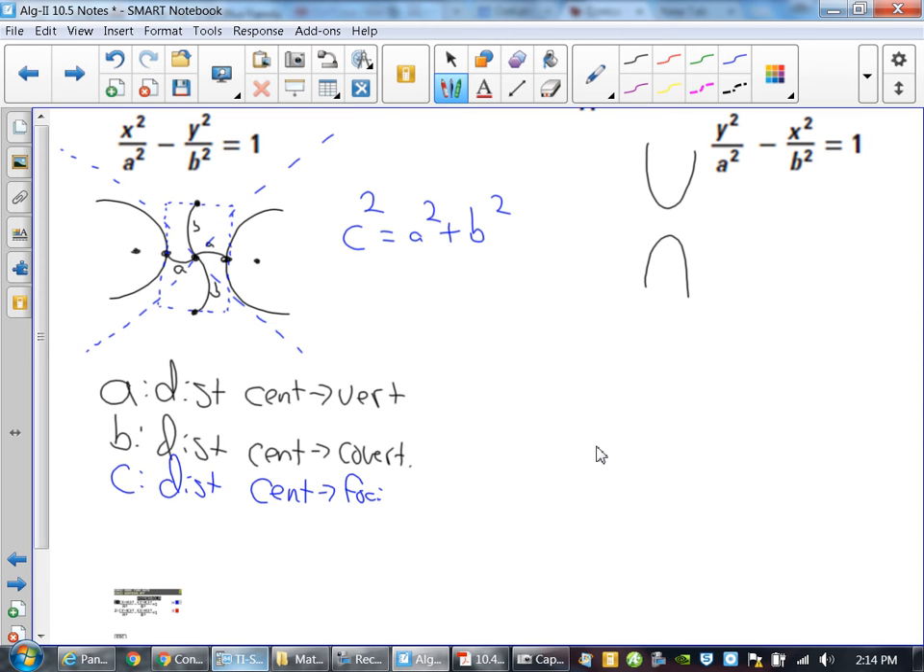Yes, ma'am. Oh, what are the dots? Is that the focus? The ones outside there, yeah, that's the c value. Sorry, I forgot I didn't label it.